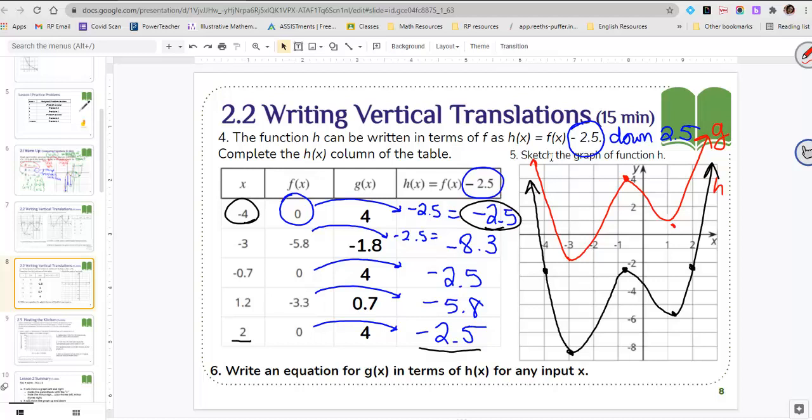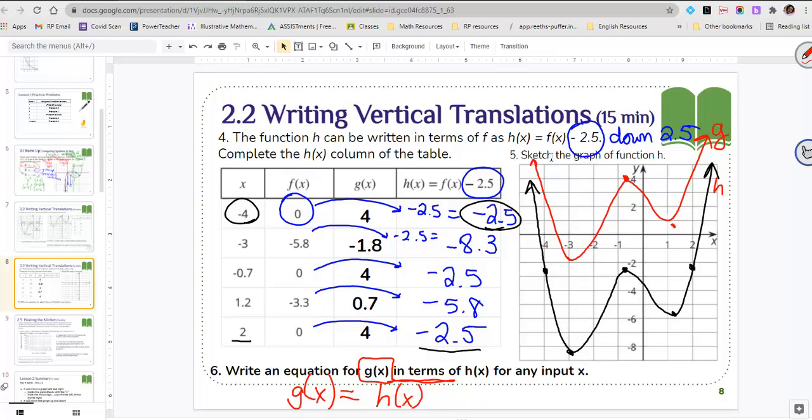So if we're trying to write an equation for g in terms of h, this is our last question here in section 2.2. This means we want g of x by itself on one side of the equal sign. So if we're writing g in terms of h, we want g by itself. And then we'll use h as our starting point and see how we're going to move some stuff.